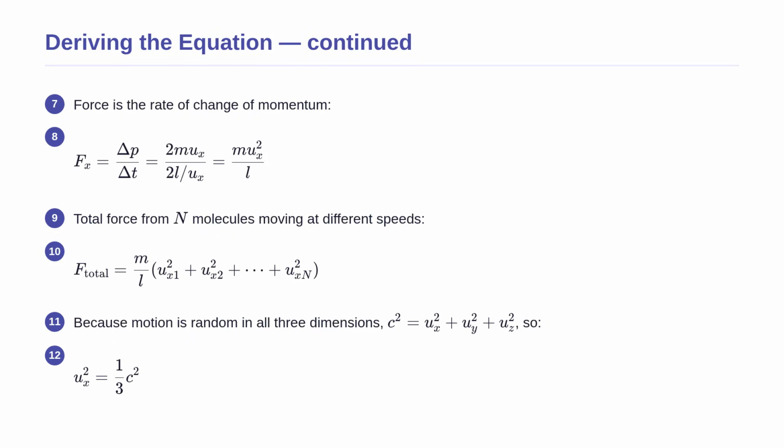But a gas has n molecules, so we add up the forces from all of them. Since molecules move randomly in all three dimensions, x, y, and z, there is no preferred direction. The average squared speed in just one direction is exactly 1/3 of the total squared speed, c squared. This is a crucial step in connecting one-dimensional bouncing to three-dimensional reality.